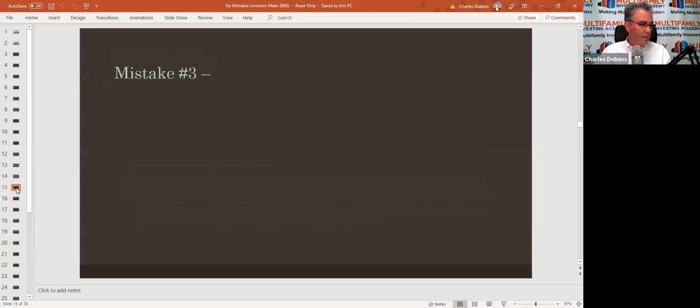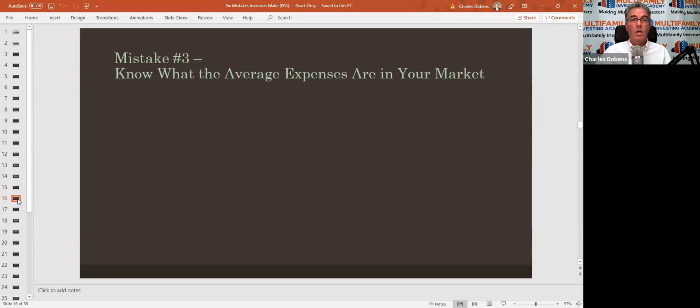Mistake number 3. Oh, okay. This falls right in line. Know what the average expenses are in your market. Now, what you'll see some brokers doing is expressing the expenses as a per unit per year number. I see that quite a bit, and that's very good. That's fine. Let's capture that information.